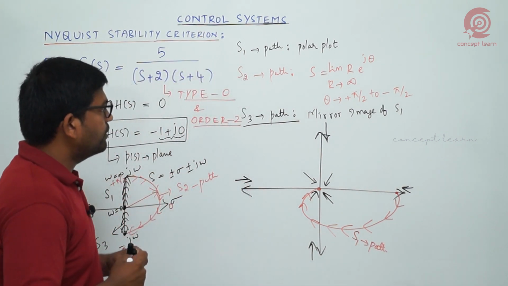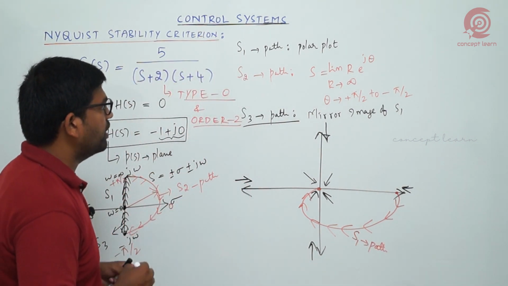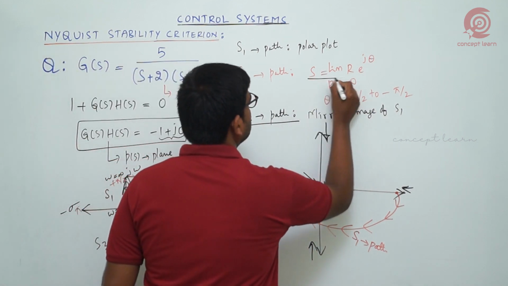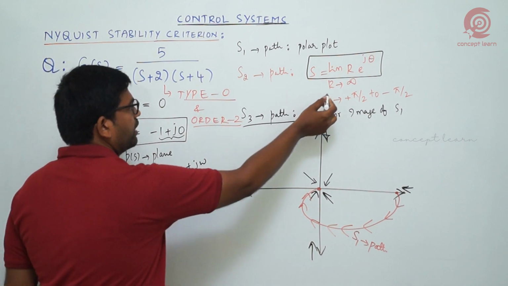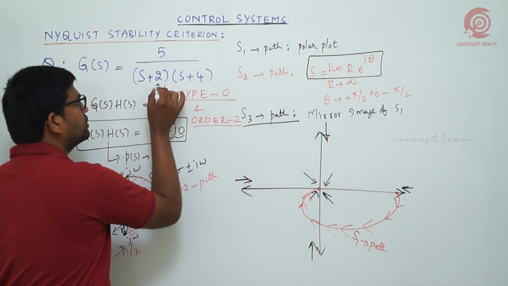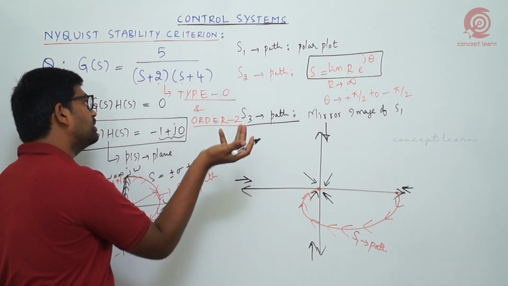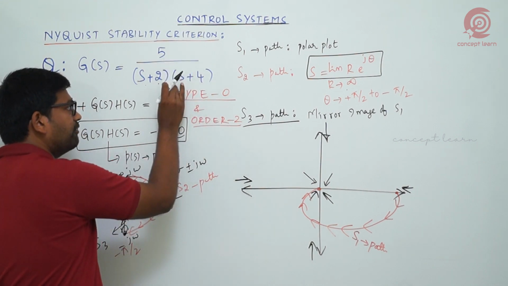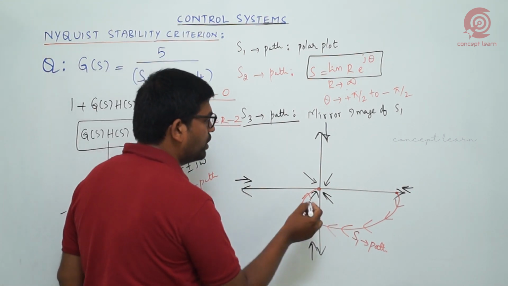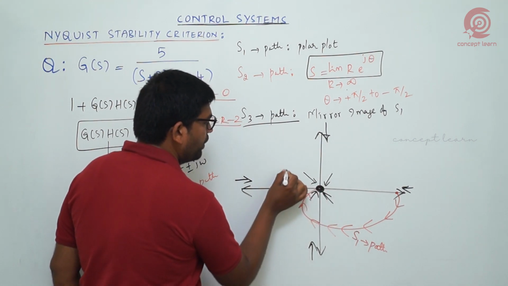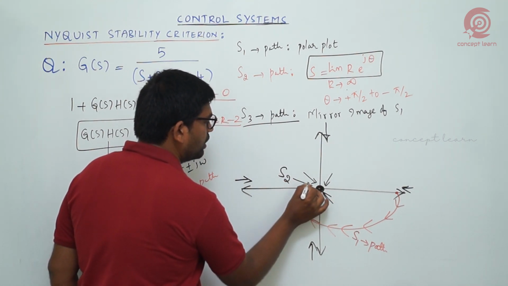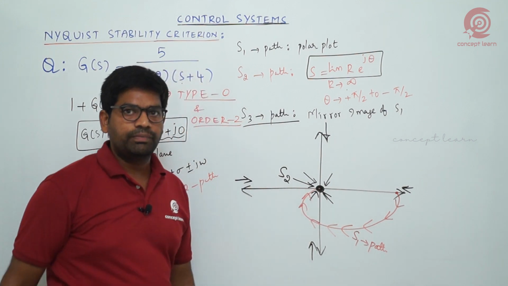Okay, when it comes to S2, S2 means wherever S is there, replace it with R e power j theta. So R tends to infinity only. Infinity plus 2 means infinity. Infinity plus 4 means infinity. Something by infinity means definitely that becomes 0 only. That comes at the origin only. So when you cover S2, it comes at only the origin.